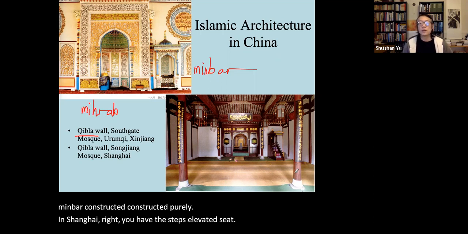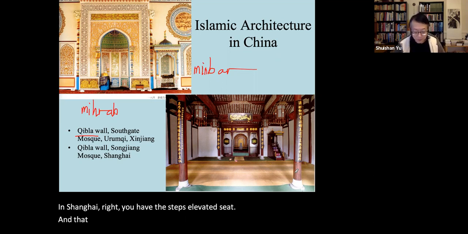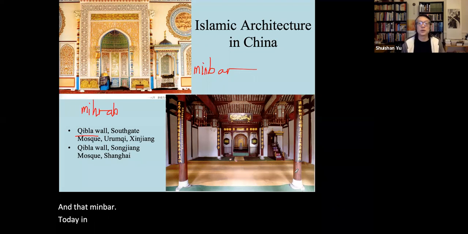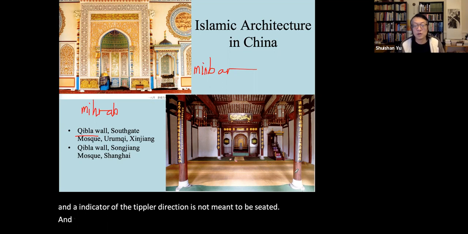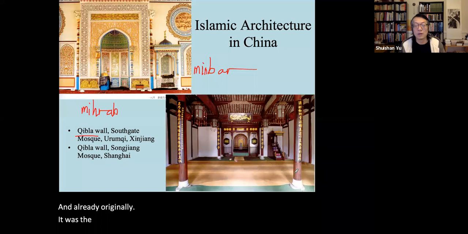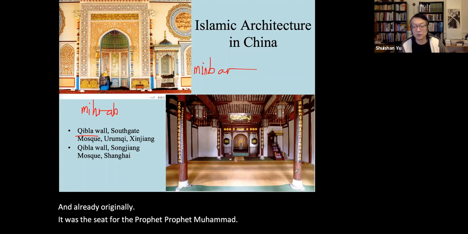And that mimbar today in a mosque is purely of ornamentation value and an indicator of the Qibla direction. It's not meant to be seated, and originally it was a seat for the Prophet Muhammad. So it became a symbol.